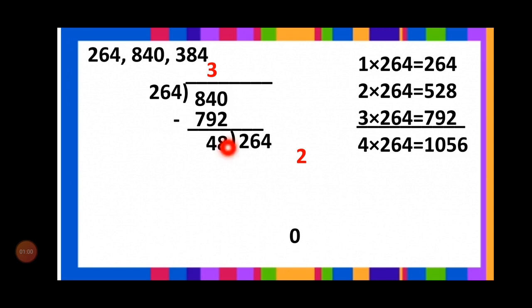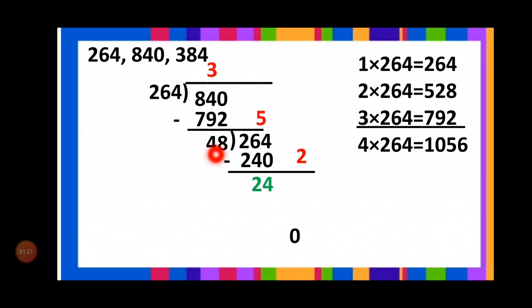Okay, now we are going to divide the values. How many 48s are there in 264? 5 times, so you get 240. You have to subtract the 2 values. If you subtract, you will get 24. Then 24 is the remainder.